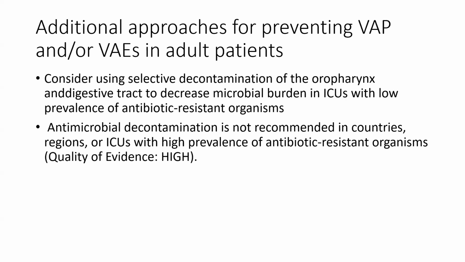And in that, we can consider use of selective decontamination of the oropharynx and digestive tract, because selective decontamination of the oropharynx has impact in reduction of the mortality by 13%, and selective decontamination of the digestive tract has been shown to reduce the mortality by 18%. But if we are working in an ICU where there is a high prevalence of antibiotic resistant organisms, that is more than 5% of ESBL, then antimicrobial decontamination has no role.